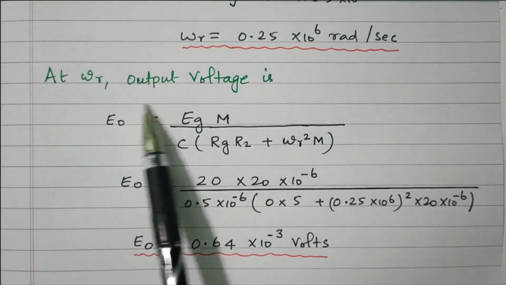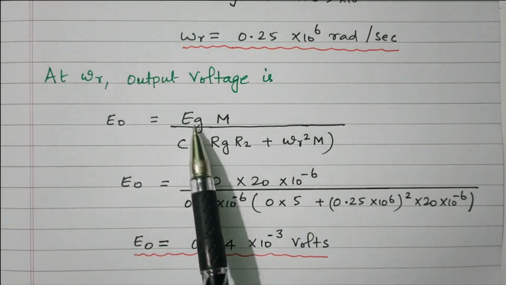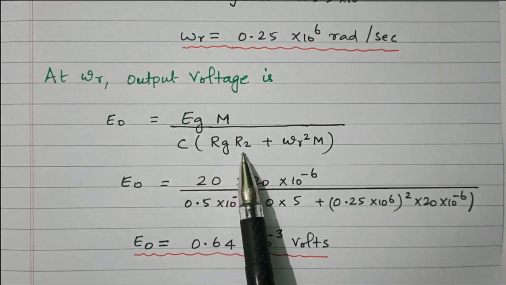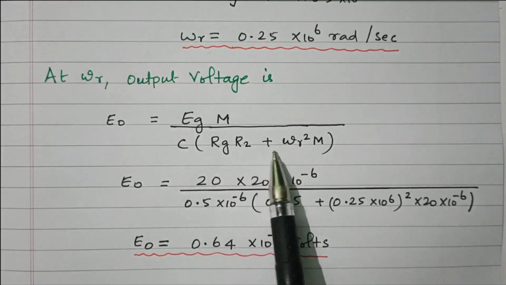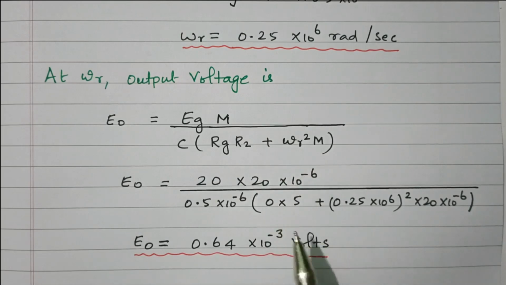At omega R the output voltage. The formula is E naught equal to Eg into M divided by C of (R2 plus Rg) into (R2 plus Rg) plus omega R square into M. All these values are available.